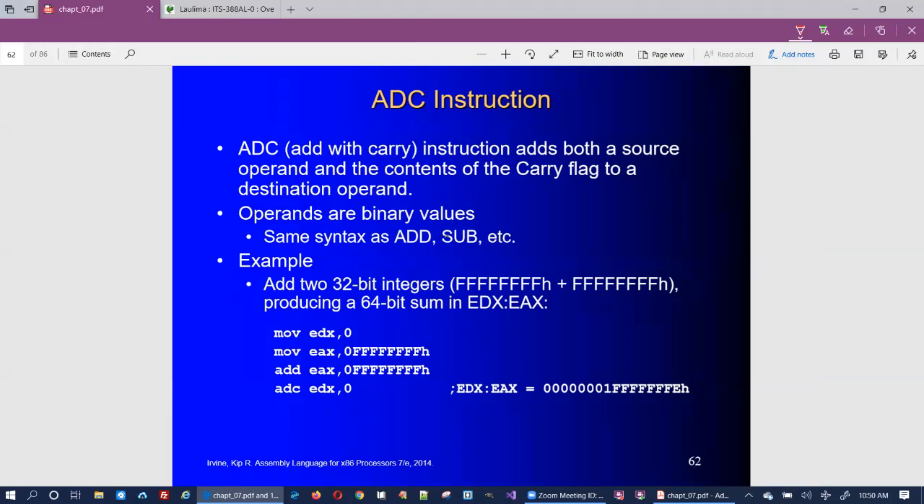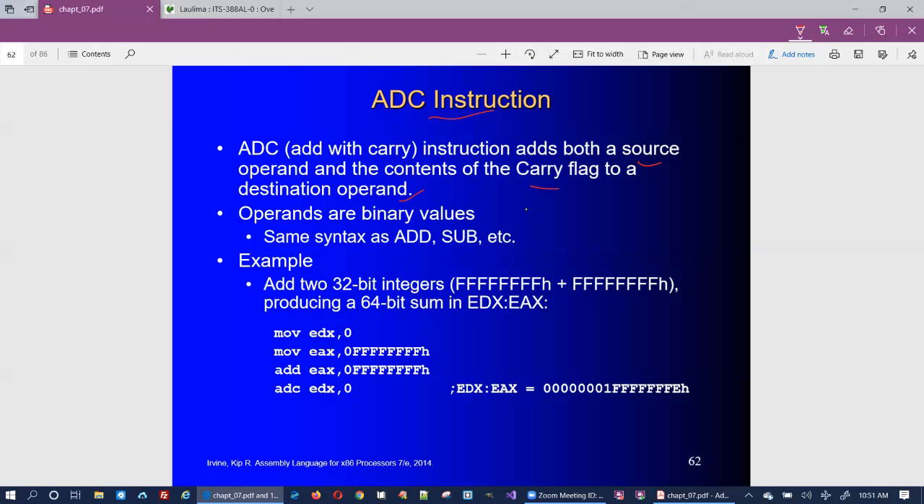So the ADC instruction, the add with carry instruction, is how we do adds. The instruction adds both a source operand and the contents of the carry flag to the destination operand, and the result is stored in the destination operand.